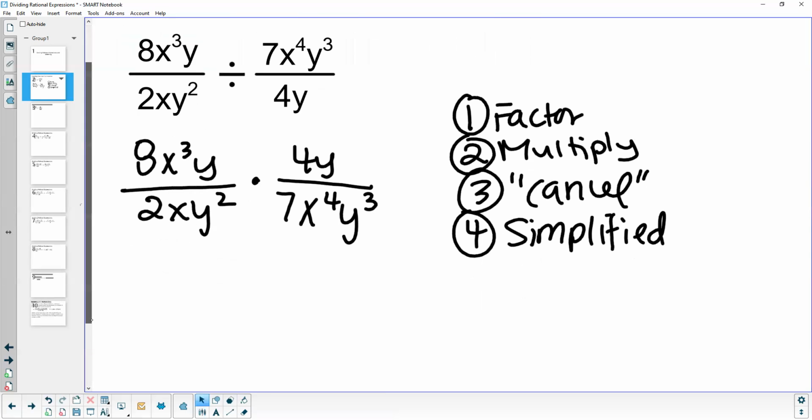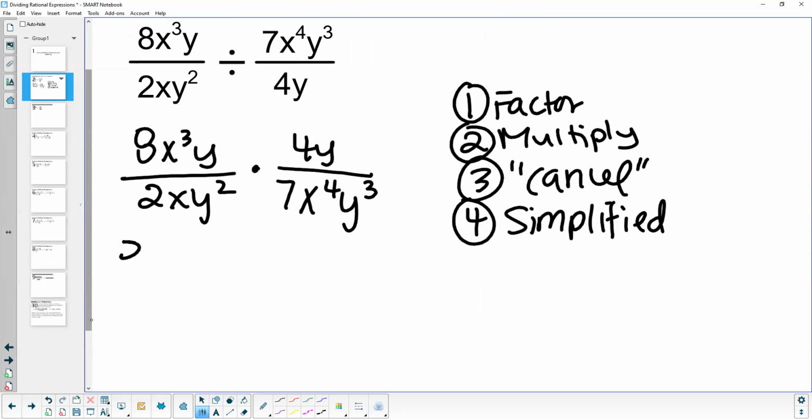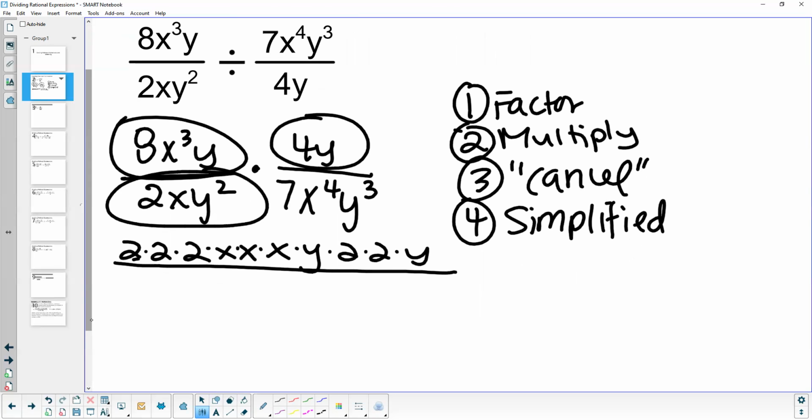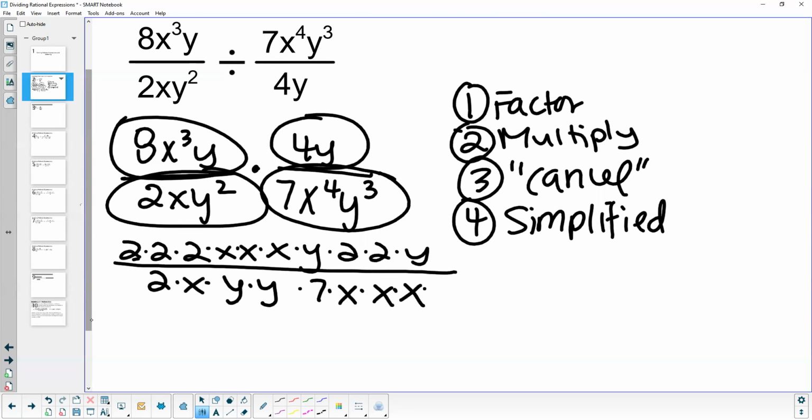So let's go through those steps. We want to factor this. This will factor into 2 times 2 times 2, this one on the top here, times x times x times x times y. Then I'm going to do this multiply and factor step together. This top piece will also be on the top, multiplied by a 2 times a 2 and our y. On the bottom, we've got our 2xy squared, which factors into 2 times x times y times y, times our bottom here, which is 7 times x times x times x times x times y times y times y.